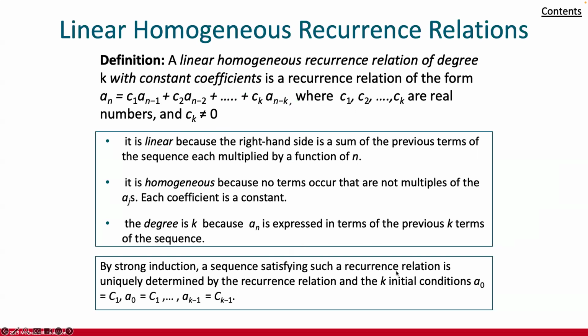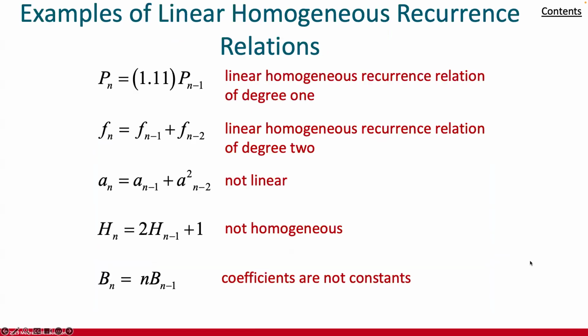So I'll let you follow through the rest of the things that are listed on this chart, but I'll keep moving along. Here are examples of linear homogeneous recurrence relationships. A linear homogeneous recurrence relation of degree 1: it's only related to the previous term. A linear homogeneous recurrence relationship of degree 2: it's related to 2 previous terms.